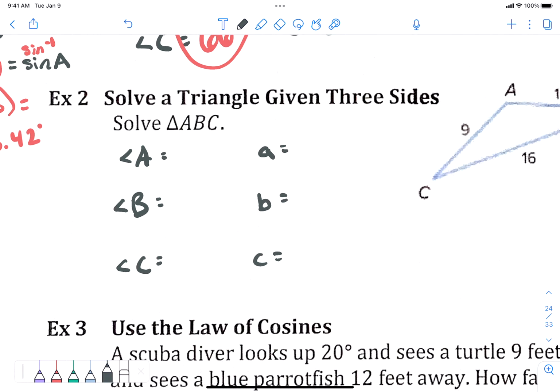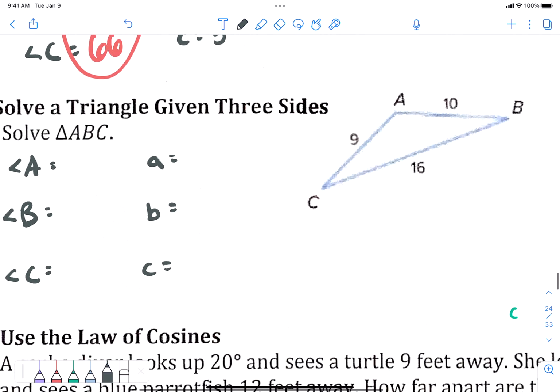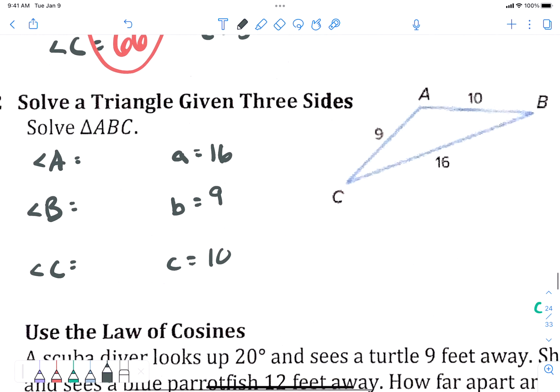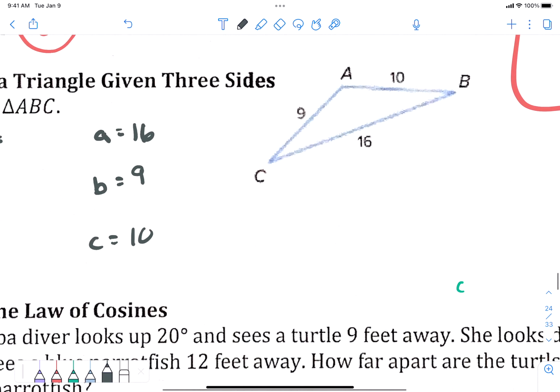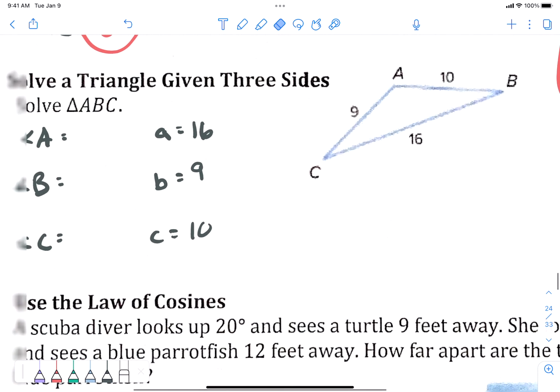That's the problem. Okay, so which one is little a? 16. Which one's little b? 9. Which one's little c? 10, right? Because they're opposite those angles. So we have all of those. Do I have a group? Do I have a pair? No, so I can't use the law of sines yet, until we do the law of cosines.